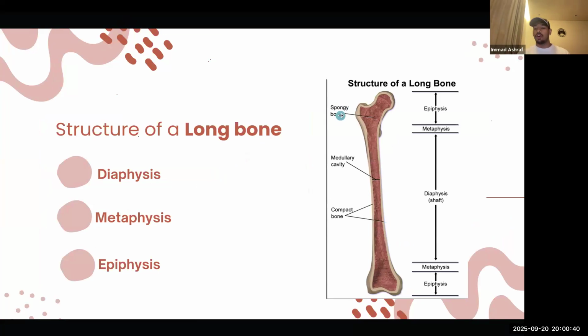Now we have the structure of a long bone. So the long bone is the most important one. We have the diaphysis, the metaphysis, and the epiphysis. And this is a diagram that shows you the diaphysis, the metaphysis, and the epiphysis. But we'll take definitions now.